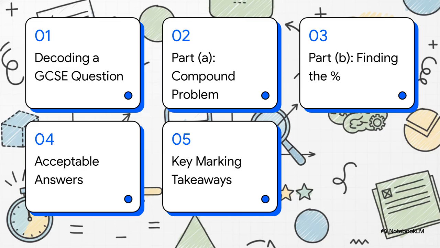So, here's our game plan. First, we're going to learn to speak the examiner's language by decoding the mark scheme. Then we'll dive into Part A and Part B of the question, 1 mark at a time. After that, we'll look at all the possible right answers, and finally, we'll wrap up with the key strategies you can use in any exam.